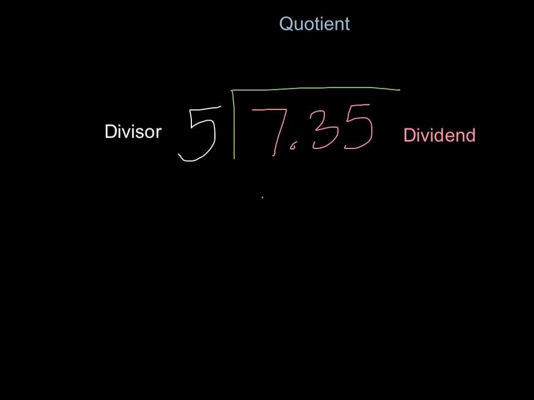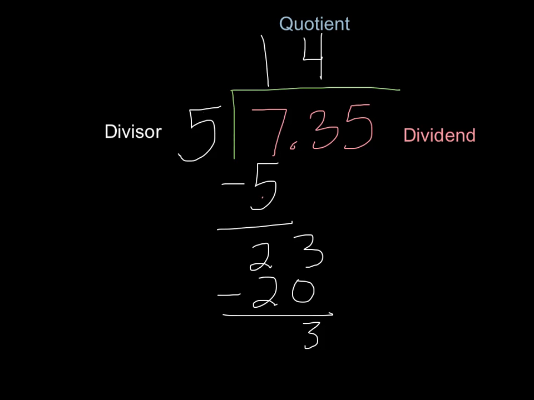So if we do this problem, we're doing a decimal divided by a whole number. 5 goes into 7 once. 1 times 5 is 5. Subtract and bring down. 5 goes into 23 4 times. 4 times 5 is 20. Subtract and bring down. Remember, you're bringing this guy down here. This guy came down here. And then 5 into 35 is 7. There would be nothing left over.